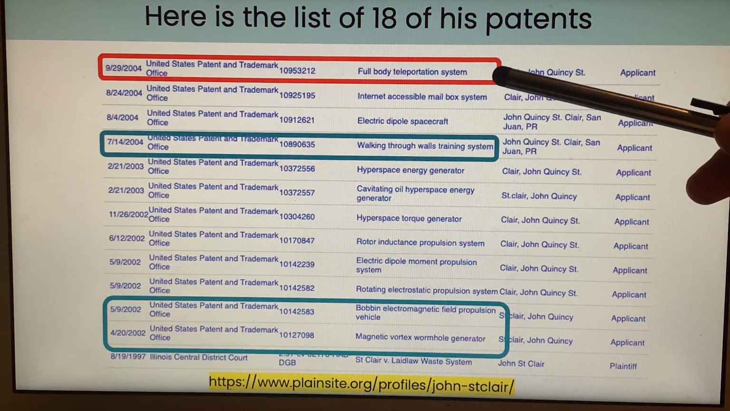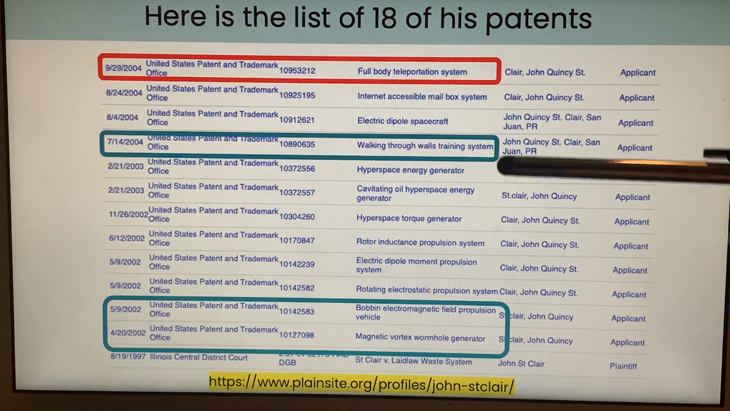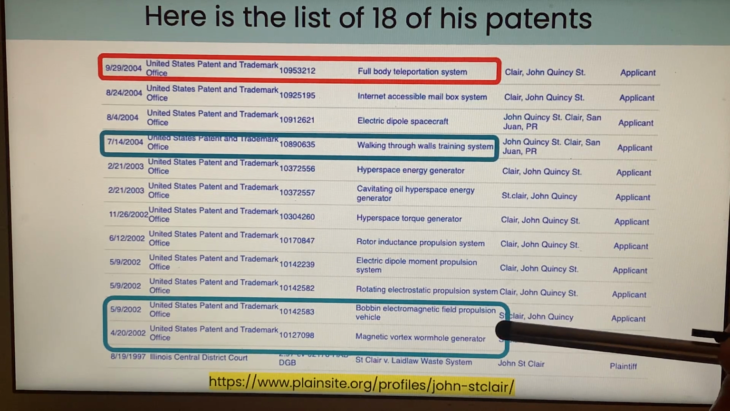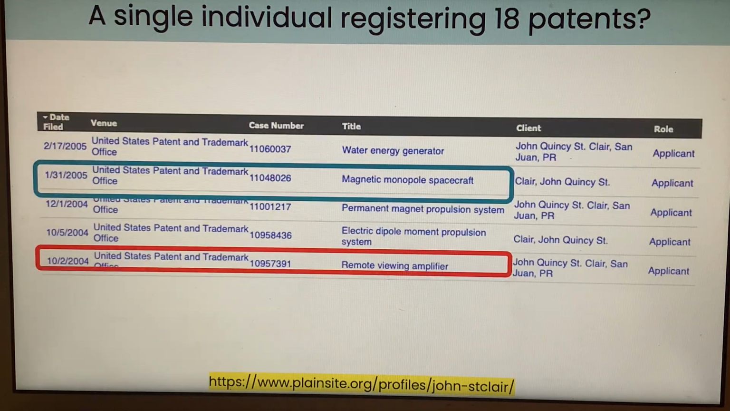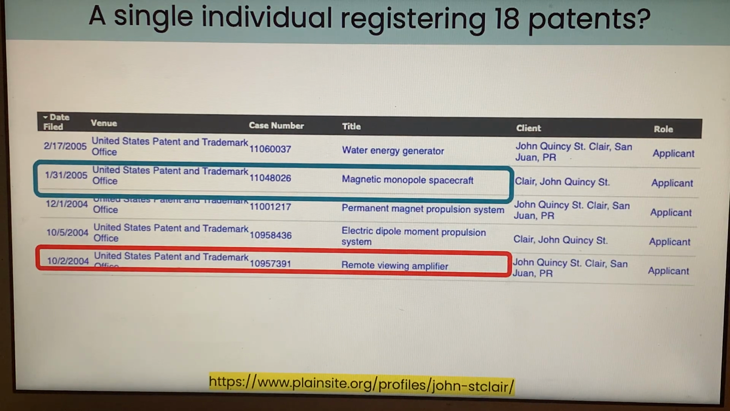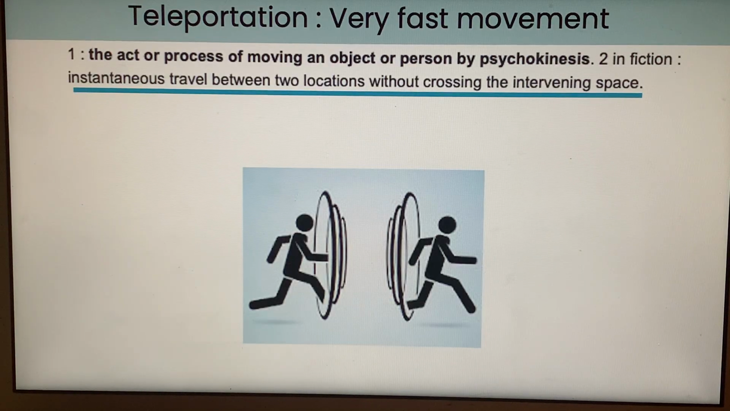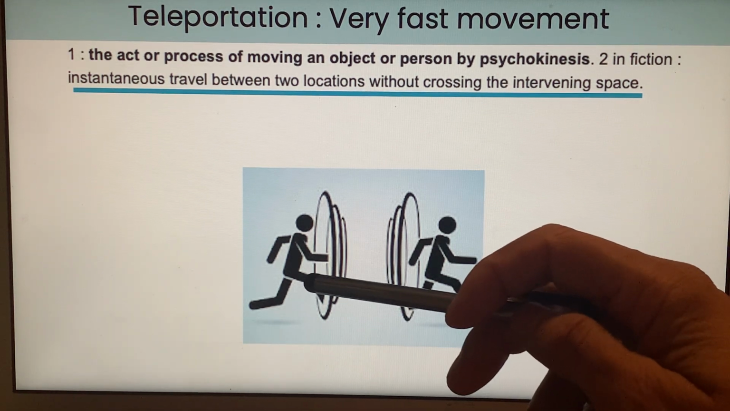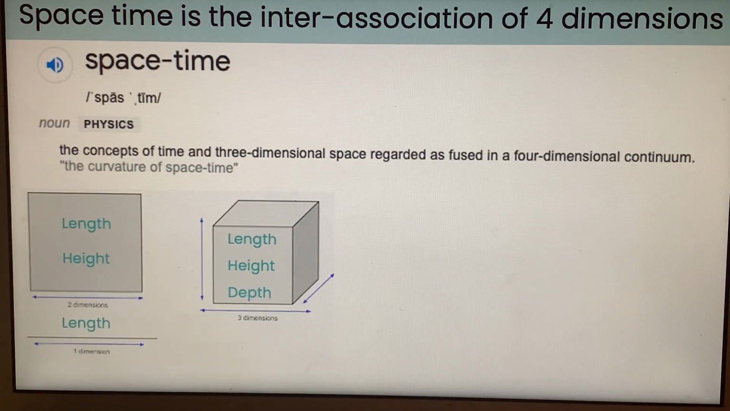He's talking here about teleportation. I'll talk about this in a minute. Walking through walls, electromagnetic vehicles, magnetic vortex wormhole generator, magnetic spacecrafts, remote viewing. All these things are on this link. What is teleportation? It is the instantaneous travel between two locations without crossing space. So it's almost as you have seen in many movies, you go in at one place, you come out in another place.